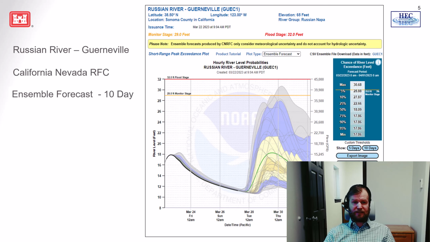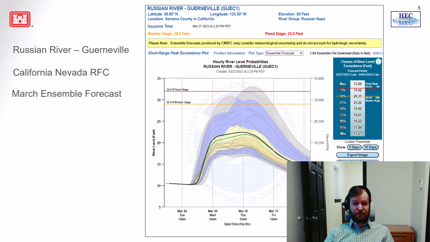However, if we again extend out to 10 days, the ensemble forecasts do a great job of showing the potential for increased river level. Now, there's a lot of variability 10 days out, but there is a potential there going above the monitoring stage, which at Guerneville is at 29 feet. So finally, a few days out from the event, you can see that the ensembles indicate approximately 5% chance of exceeding the flood stage at this gauge.